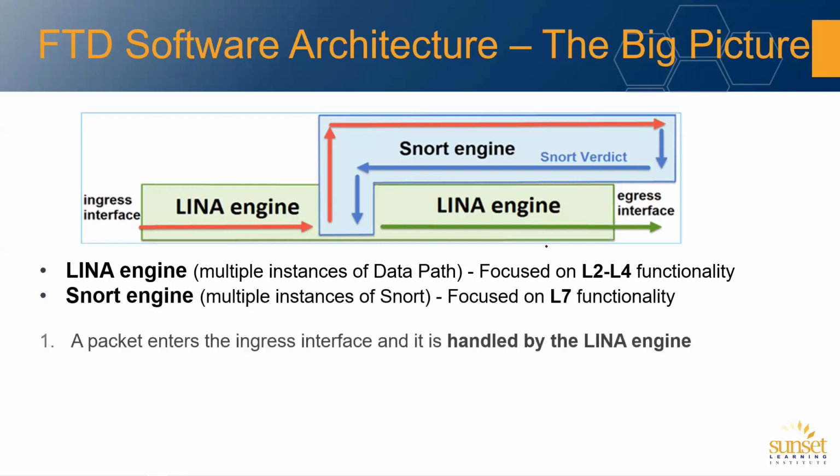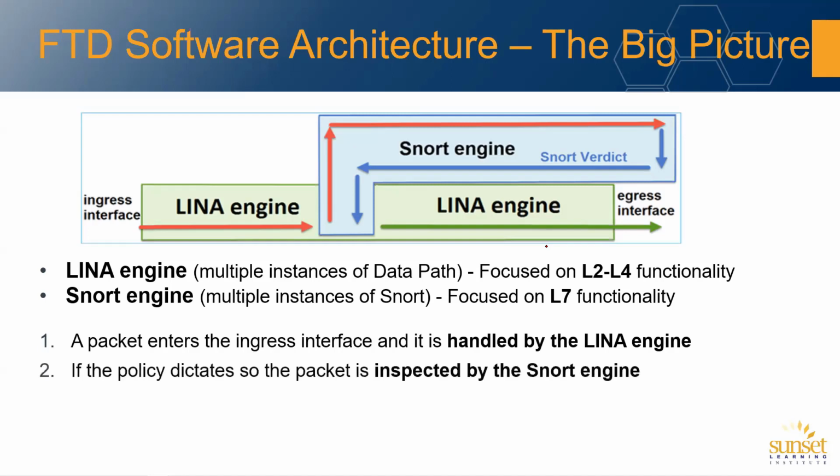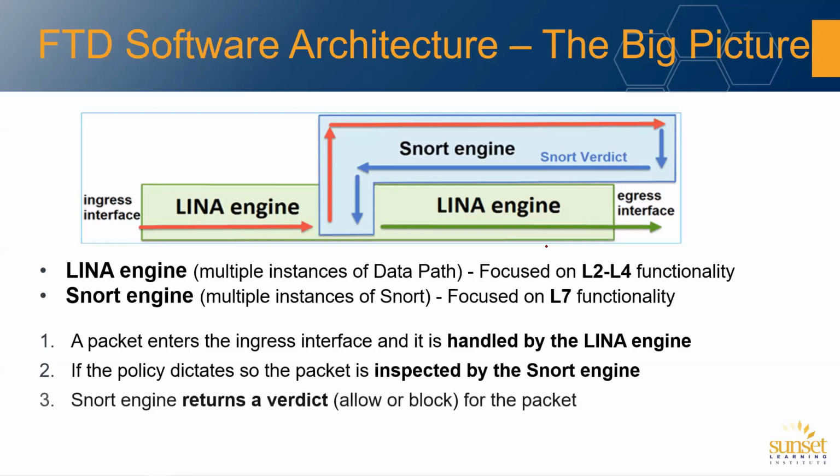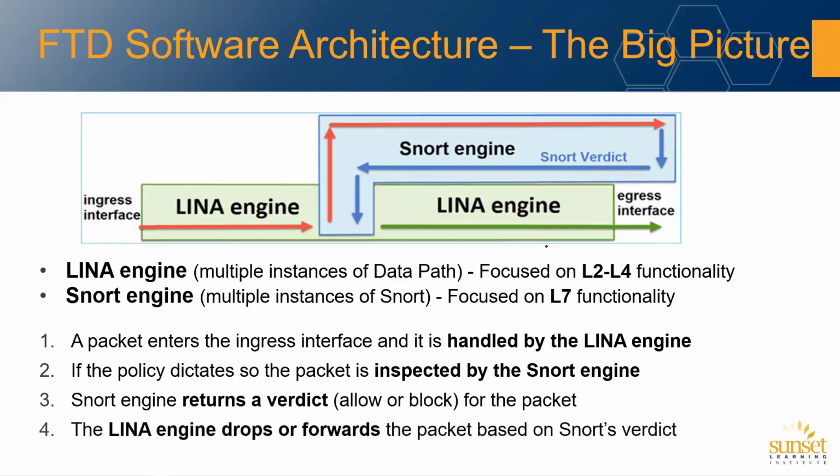Okay. Packet comes in, the ingress, it's handled by Lina. If the policy that we state dictates so, we can inspect it by having SNORT inspect it. SNORT is only going to return a verdict that says allow or deny. Okay. And then Lina is going to drop or forward based on that.